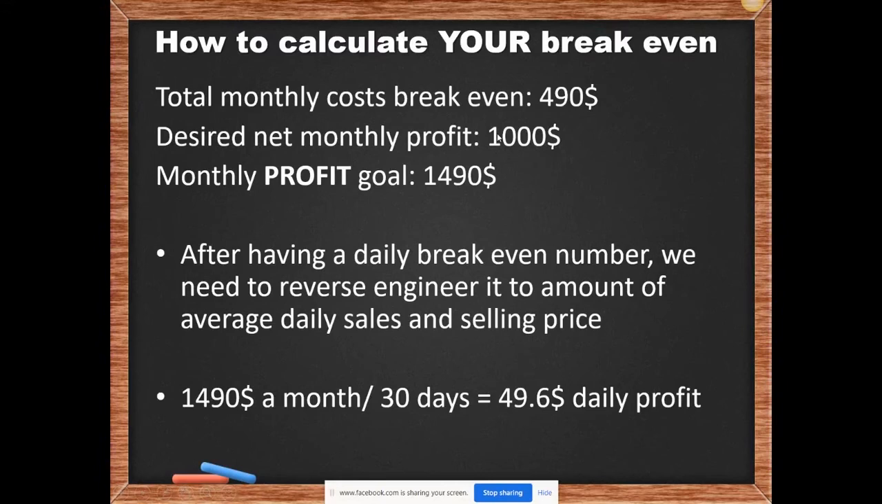Now, let's say, of course, I don't want $1,000 in profit. I want $5,000 in profit. So I have to make not $1,500, but $5,500 now. And again, I divide it by 30 days and I get a daily goal. So I recommend, guys, to work like this, to make your daily goal.